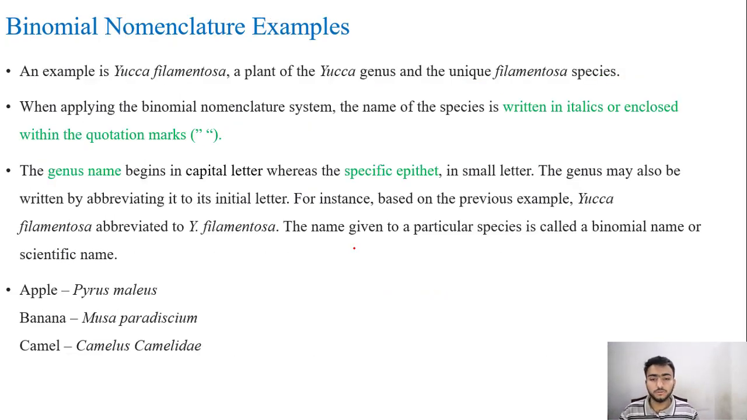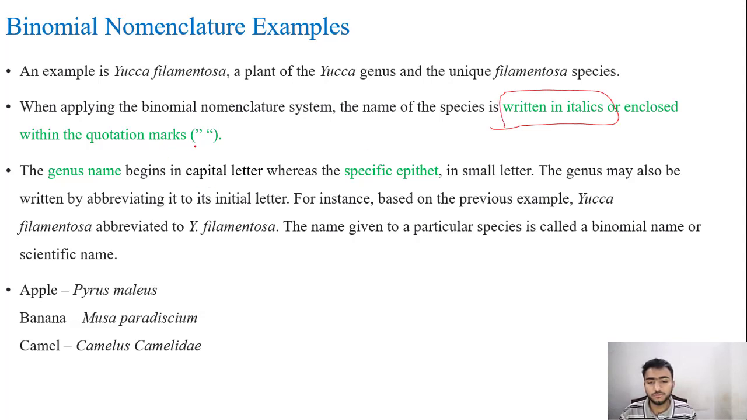So I am going to give a couple of examples that will make this concept more meaningful to you. An example is Yucca filamentosa, a plant of the Yucca genus, and the unique filamentosa species. What you are reading on slide is this. So when applying the binomial nomenclature system, the name of the species is written in italics or enclosed within quotation marks. So it is important that you know that it is written in italics or enclosed with quotation marks.